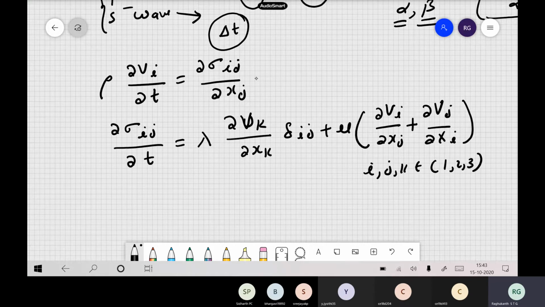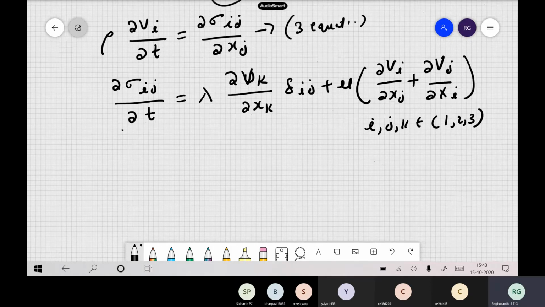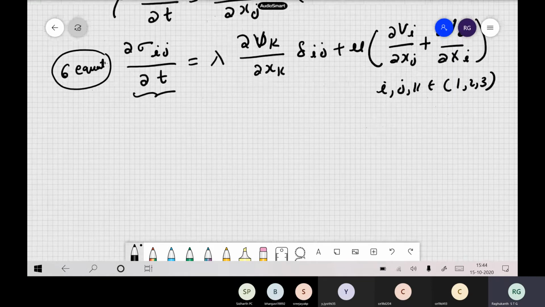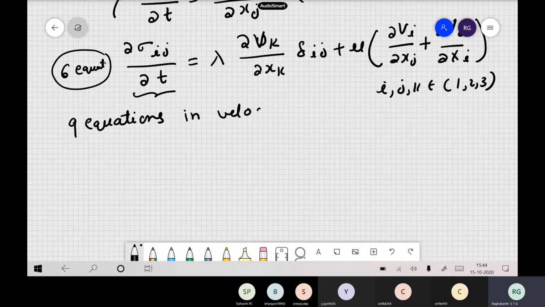Now these are basically 3 equations, because we have dou v1 by dou t, dou v2, v3, 3 velocities, whereas the stress equations are 6 equations. So in total, in 3 dimensions, we have 9 equations to solve in a velocity-stress formulation. This one has to be remembered. In the velocity-stress formulation, 9 equations are there. This is the most important thing.